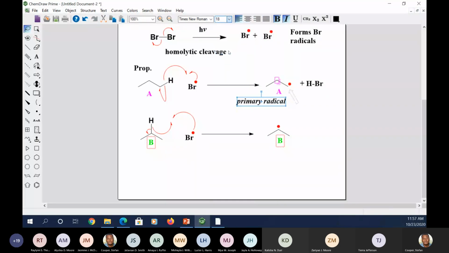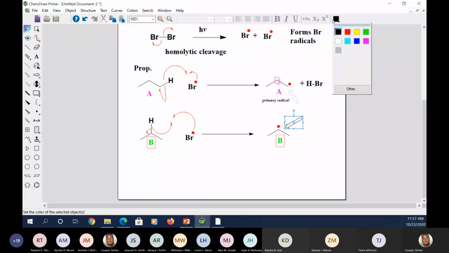All right, on the bottom, again, how do I classify it? I look at the carbon that has a radical. I'm hoping everybody's comfortable with the fact that it's this carbon. How many carbons are attached to it? Two. So this radical will be classified as what type of radical? Secondary. Yep, that's right. This is a secondary radical.